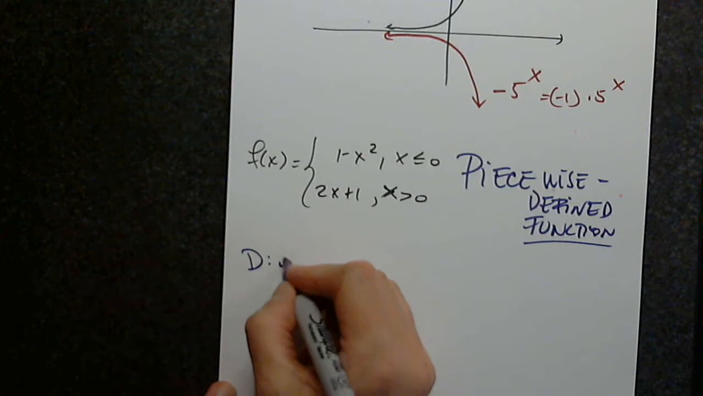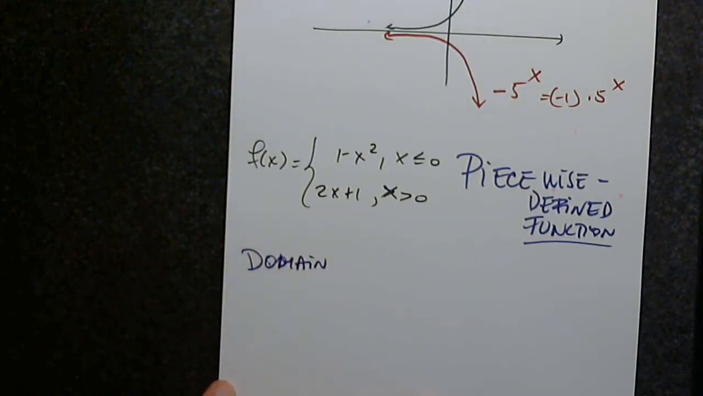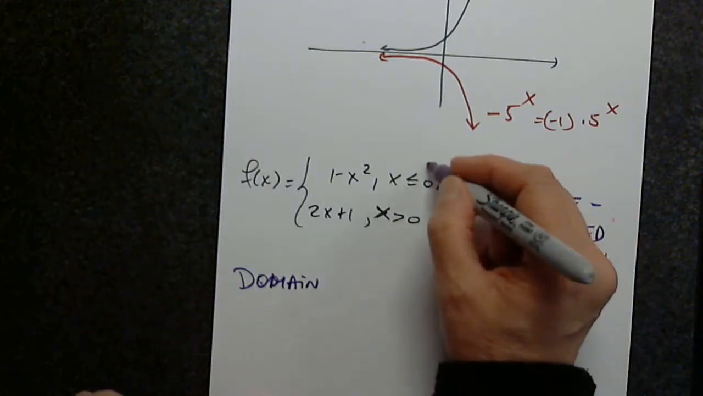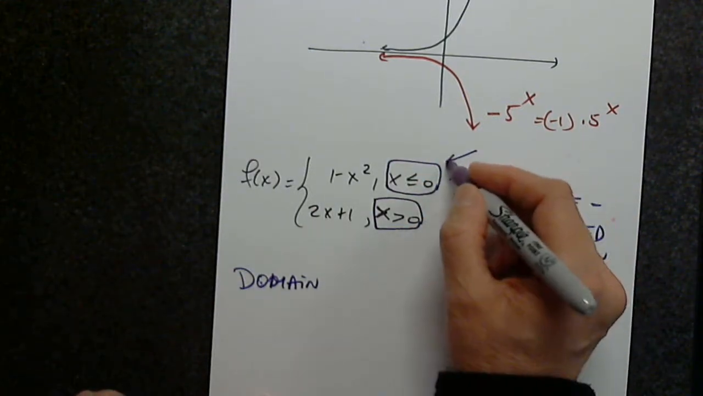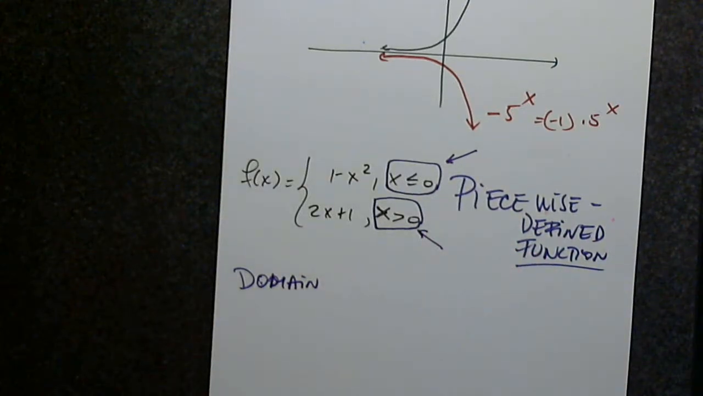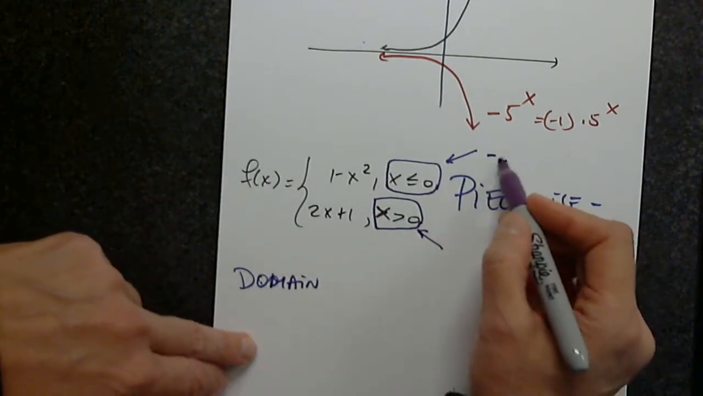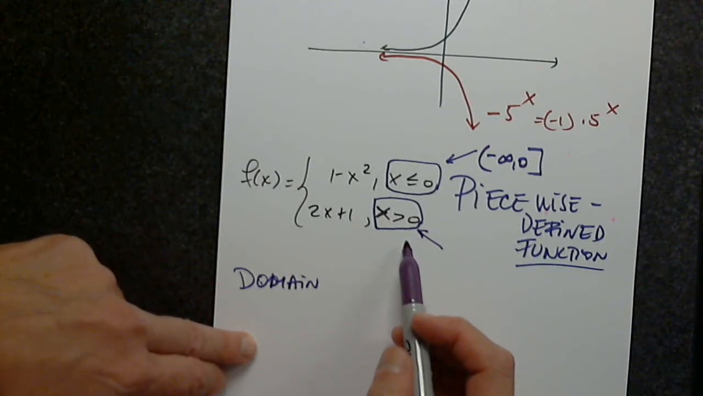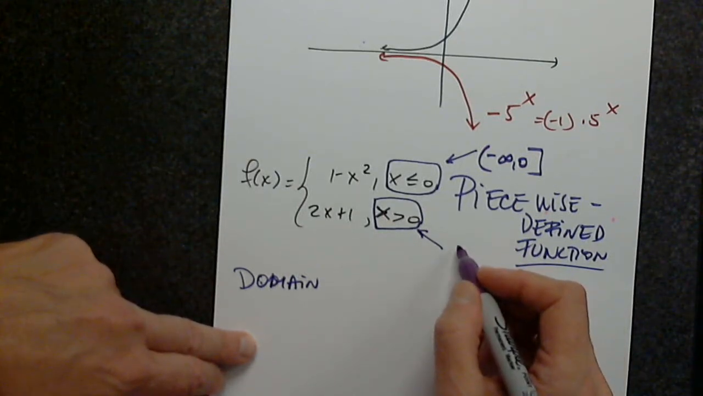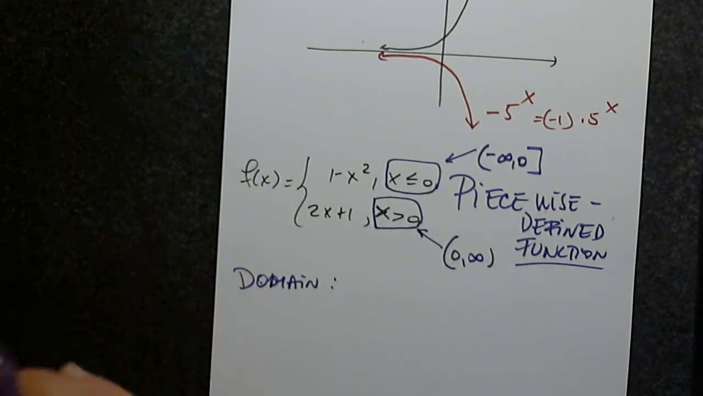First, let's identify the domain. And what I recommend is change this into interval notation and change this into interval notation. What will you say? What is the interval notation for this? Excellent. What is the interval notation for this? With parentheses, 0 to infinity. So then what is the domain?